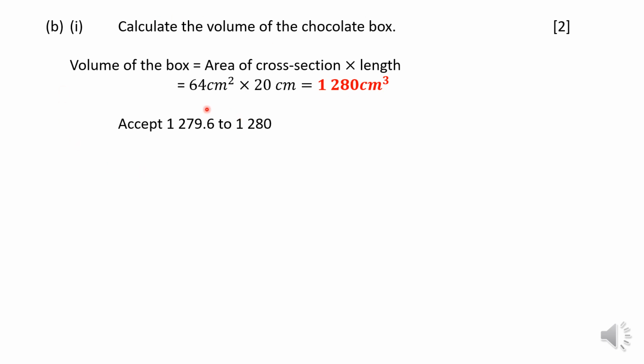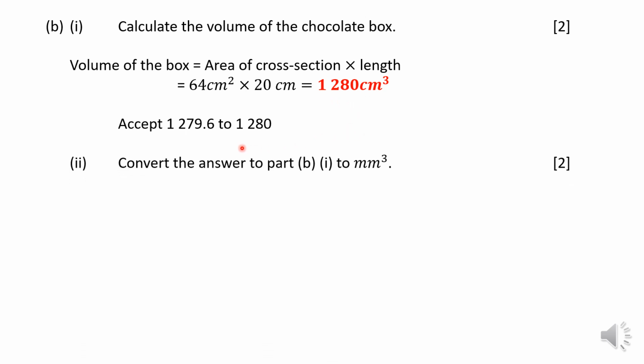Now, there were a lot of answers that varied, and they accepted quite a few. Anything that falls in this range was accepted, because it depends on whether the students were using 4.57 or whatever value they had, and multiplying that by 14 and then by 20. So there was a range that was accepted, but this is the correct answer.